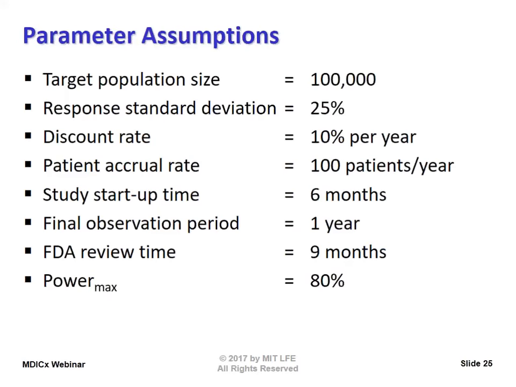But in order to run the model for the other three cases, we're going to have to specify a number of parameters. In particular, we have to specify the size of the population that's going to be affected by this decision, the standard deviation of the response variable, the discount rate at which patients discount benefits, the patient accrual rate, as well as a number of other parameters that are going to affect the overall length of the clinical trial. We also apply a constraint to our optimization such that the statistical power of the clinical trial is capped at 80%. So we do this to keep our clinical trials in line with standard industry practices.